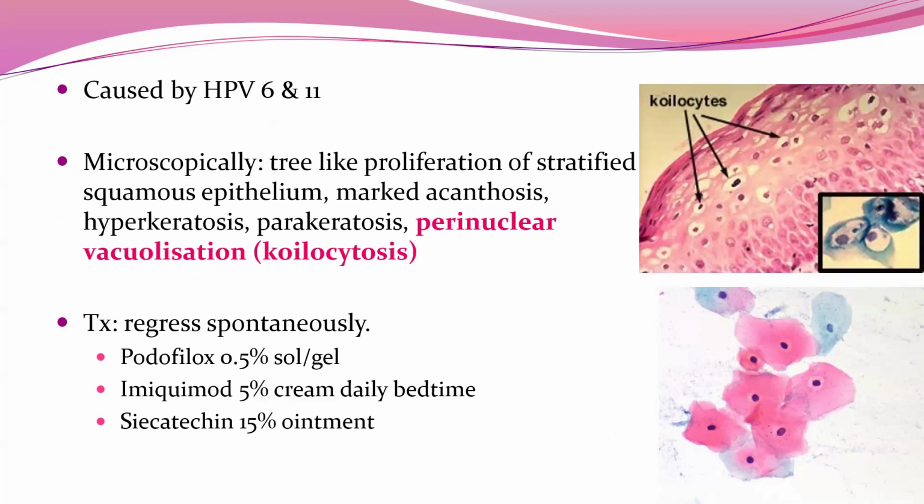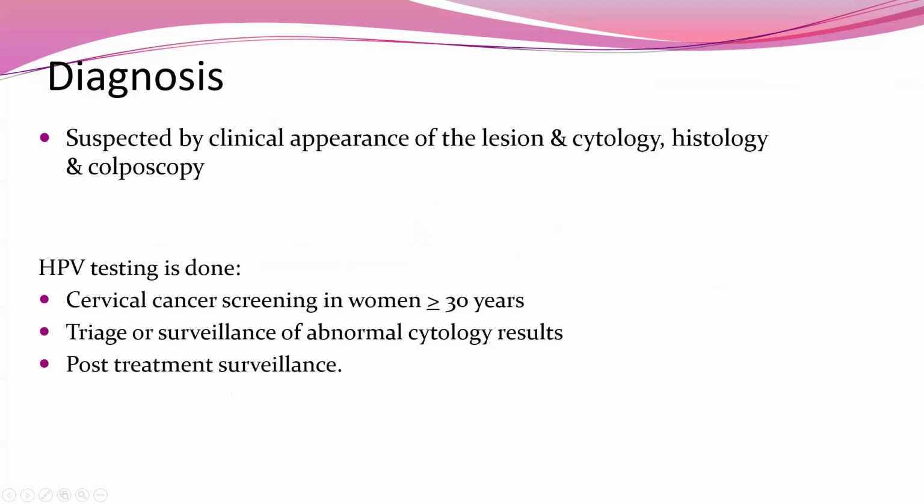Microscopically, there is a tree-like proliferation of stratified squamous epithelium with marked acanthosis, hyperkeratosis, parakeratosis, perinuclear vacuolation, and koilocyte formation. You can see it in the histopathology. It usually regresses spontaneously, but podophyllin and imiquimod can be used topically as treatment. We usually diagnose by clinical suspicion from the appearance of the lesion, and by cytology, histology, and colposcopy.